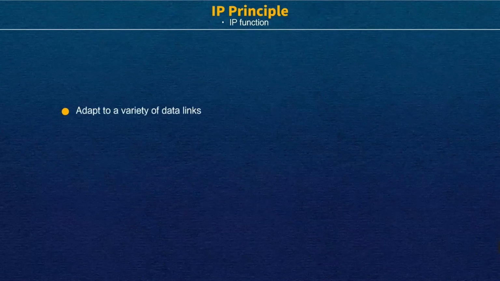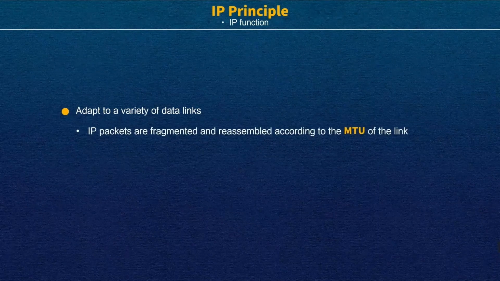And about the third one, IP can adapt to a variety of data links. Because the router has multiple interfaces, like the Ethernet interface to communicate with the LAN network. Maybe we can have some serial interface to do the communication with one network. And the typical function, the first one, is IP packets are fragmented and reassembled according to the MTU of the link. So what does MTU mean? MTU is the maximum transmission unit.